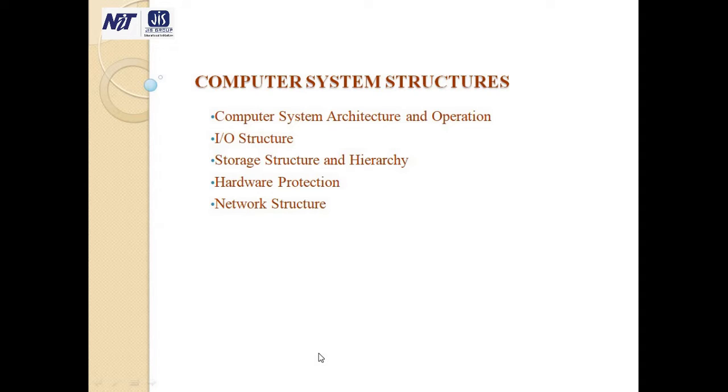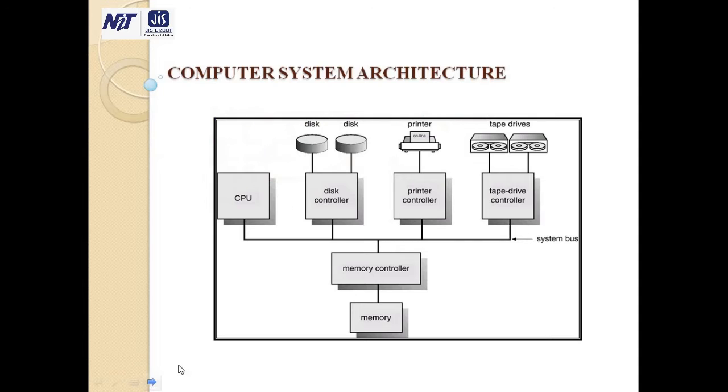So our today's topic is computer system structure. Here we deal with computer system architecture and operations, I/O structure, storage structure and hierarchy, and all that. Before we can explore the detail of how computer systems operate, we need a general knowledge of the structure of a computer system. In this lecture, we look at the several parts of this structure to round out our background knowledge.